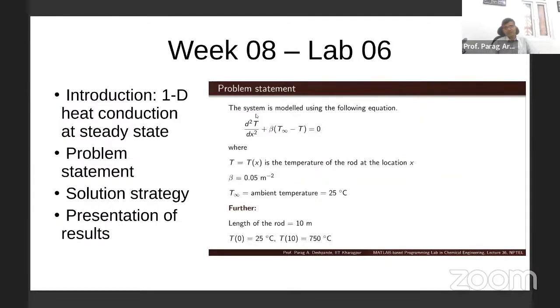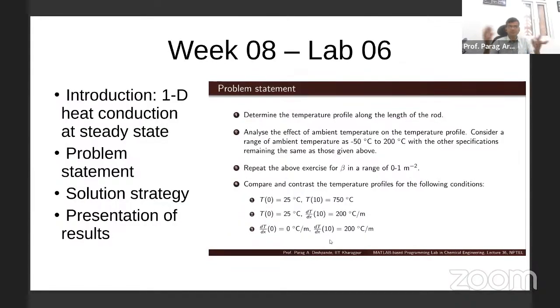The model equations were given to you. The model equation was d2T by dx squared plus beta times (T infinity minus T) is equal to 0. The values of all of these parameters, along with the boundary conditions, were given to you. So this is a boundary value problem. Although it is a second order ODE, this was a boundary value problem, not an initial value problem. And we were asked to determine the temperature profile, and there were several parameters associated with the system. So if you vary different parameters, what would happen?